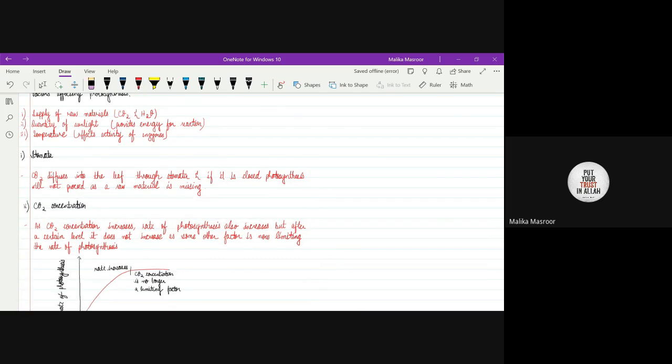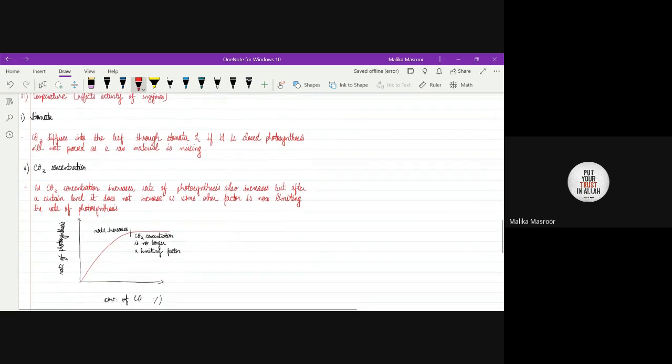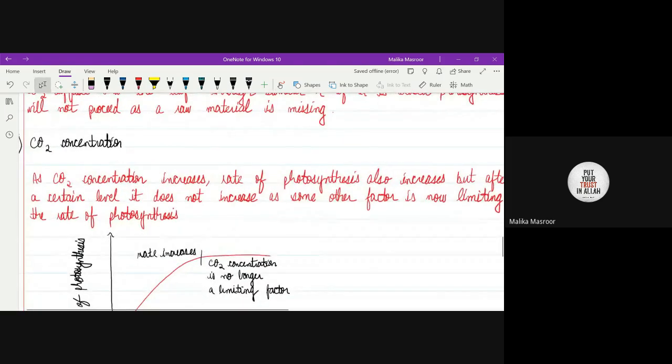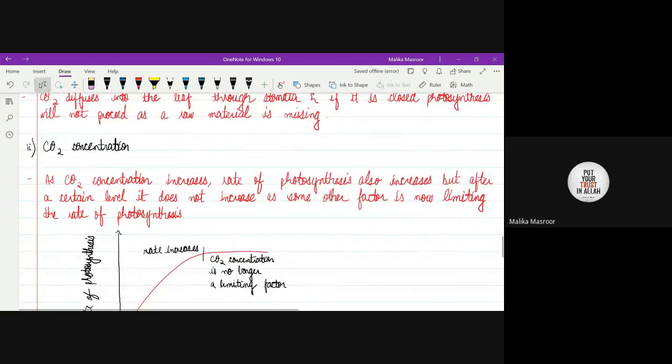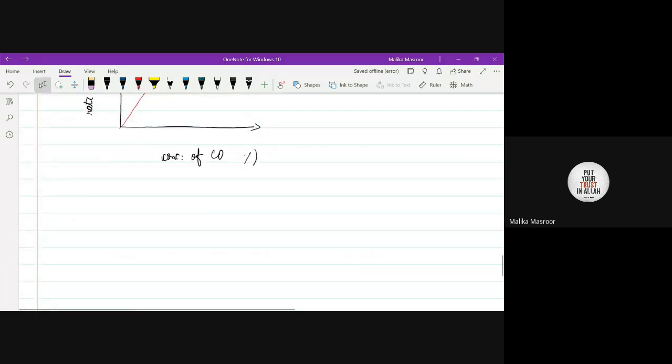Okay, now we talked about that. Now let's talk about sunlight. So we'll talk about your light intensity. These are in the same category, supply of raw materials. Okay. Now let's talk about light intensity.